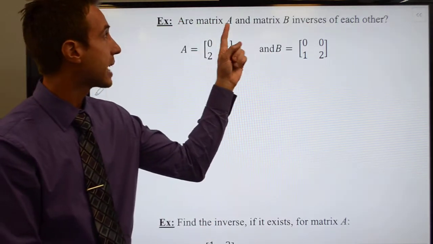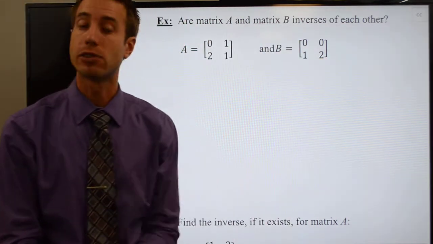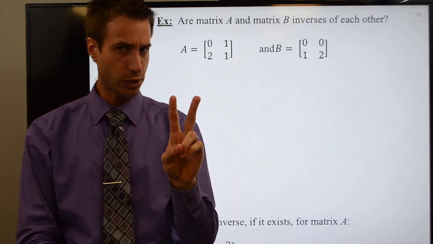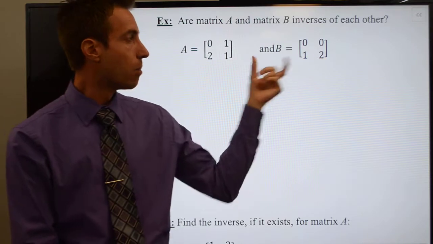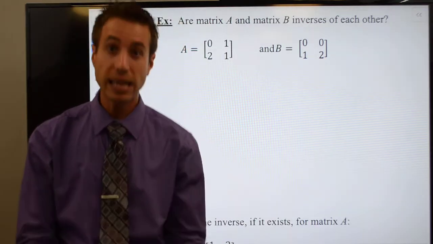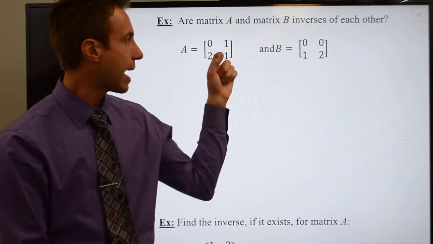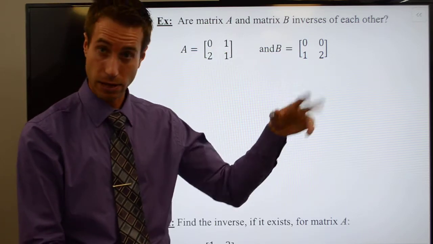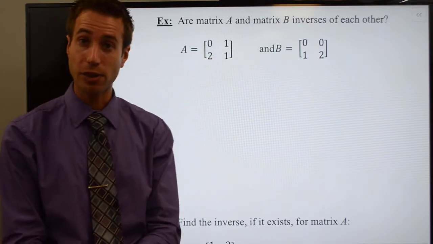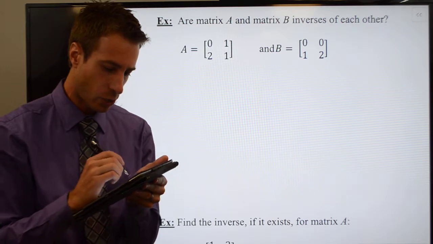Here's what I want you to do. I ask you, are matrix A and B inverses of each other? Well, you've got two ways you can do this. You could either multiply these guys together. If you get the identity matrix, then yes, they're inverses. Option number 2 is you could choose one of these guys and find its inverse. If that matches the other matrix, then yes, they're inverses. I'm going to do both of them for you because I want you to see them both.